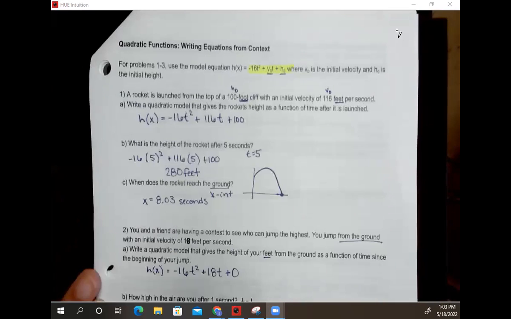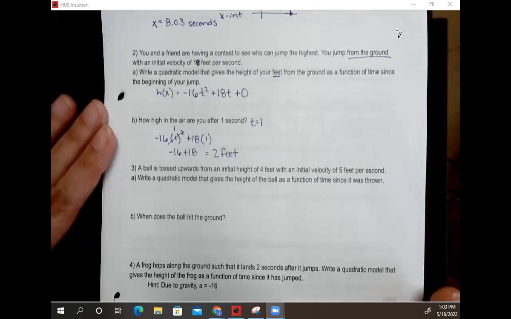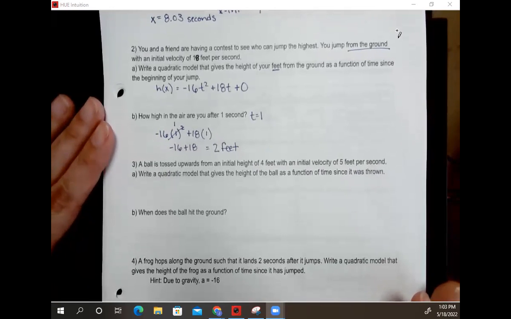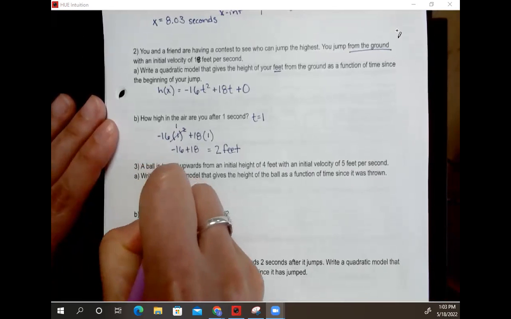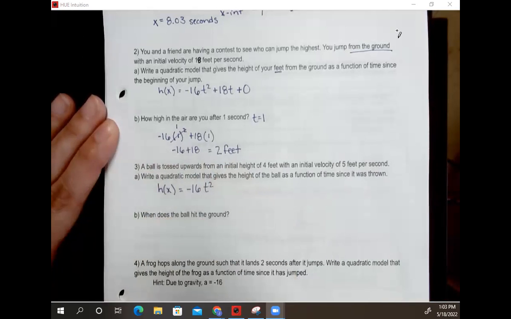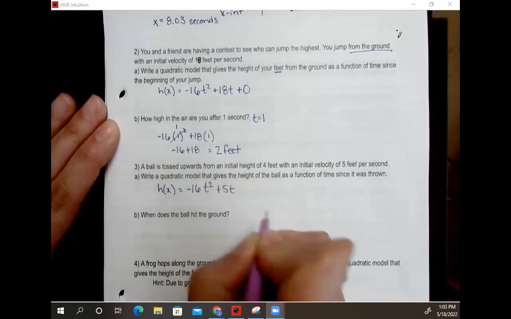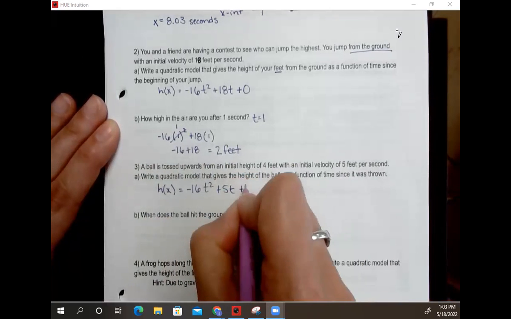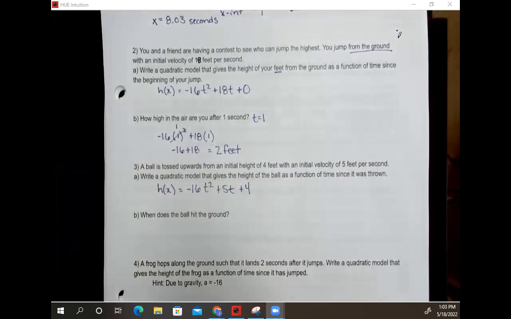For number 3, again, we're going to use that model equation from the top of our paper. Number 3 says a baseball is tossed upwards from an initial height of 4 feet with a velocity of 5 feet per second. Write a quadratic model. So this would be h of x equals negative 16 t squared. My initial velocity is 5, so plus 5t. And my initial height is 4, plus 4. So I let it go 4 feet above the ground. That was the height of the ball when I released it from my toss.